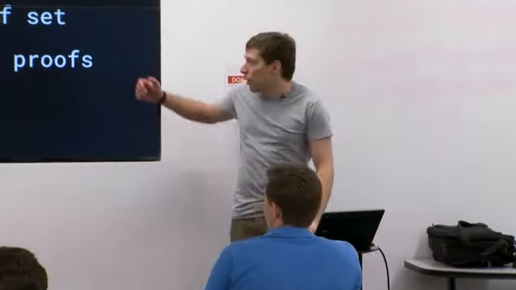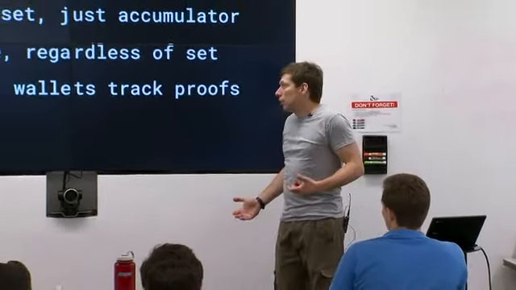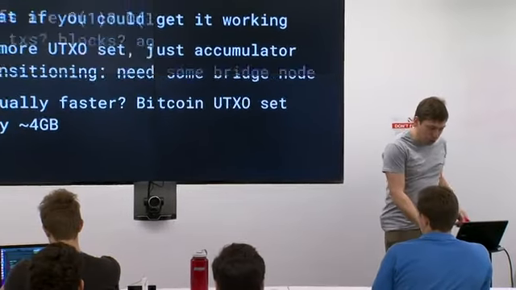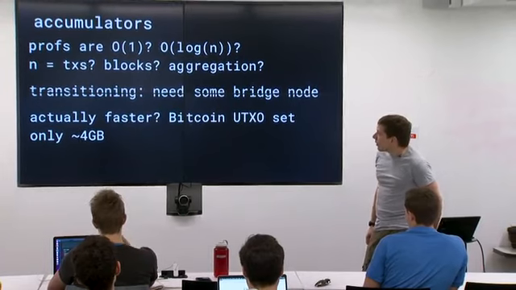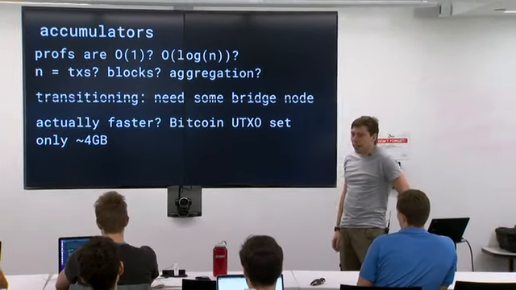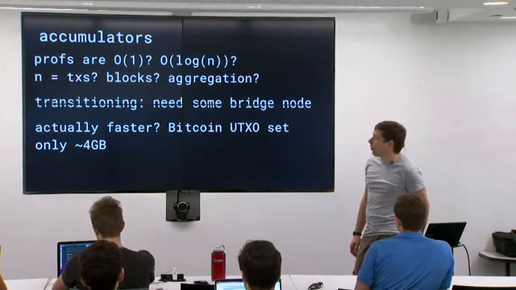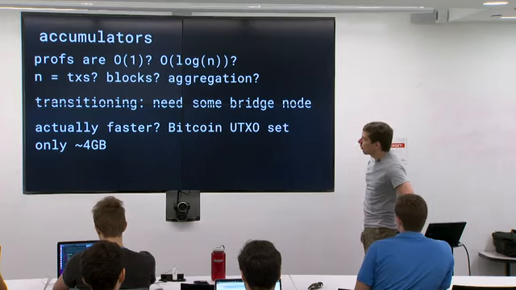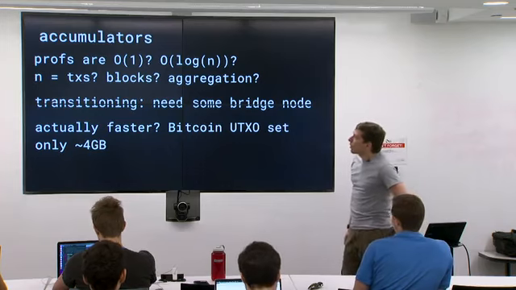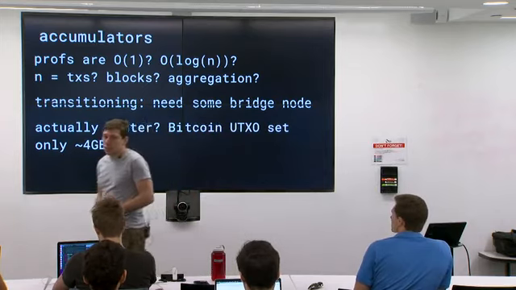So this is really cool. Constant size. The proofs are small. Sometimes the proofs are really small, and then the wallets track the proofs. So some questions. Proofs can be constant size, or sometimes they're log n. If the proofs are like O of n, then it's not useful, right? Because you might as well store the UTXO set at that point. Also, what is n? Is it the number of transactions, blocks? Can you aggregate these operations? So there's a bunch of questions there.